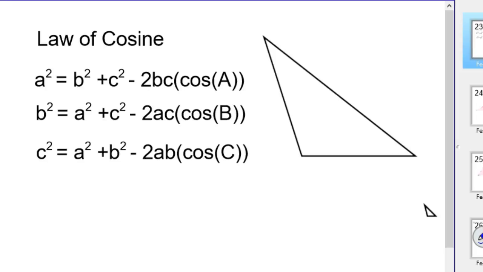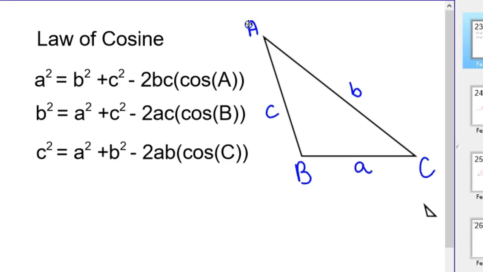But in this case, I'm just going to name this A, B, C. It doesn't matter how you name it or label it. But once you name it, the angles are labeled with capital letters. Lowercase letters are typically the sides opposite of those. So this is side A, this is side B, and this is side C based on how I labeled it. So that's the law of cosine. Those are the three formulas.